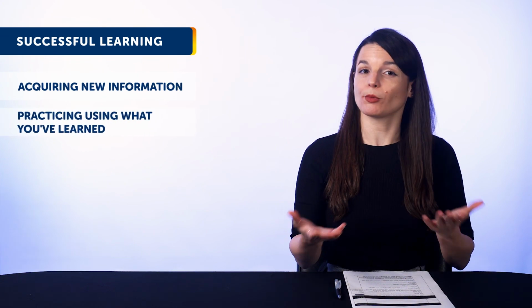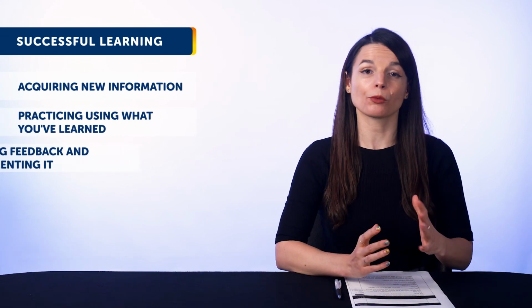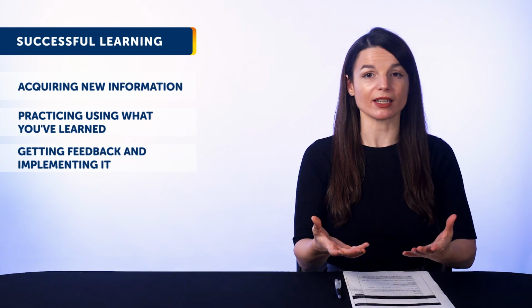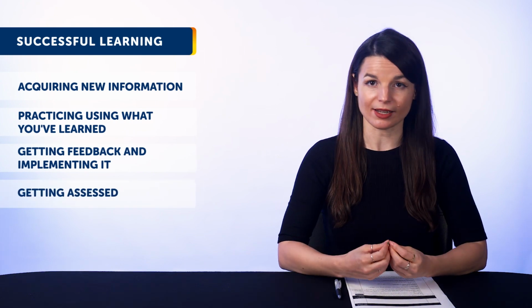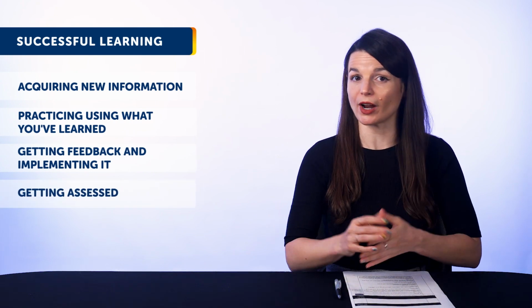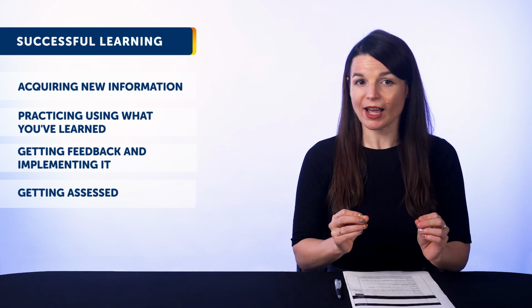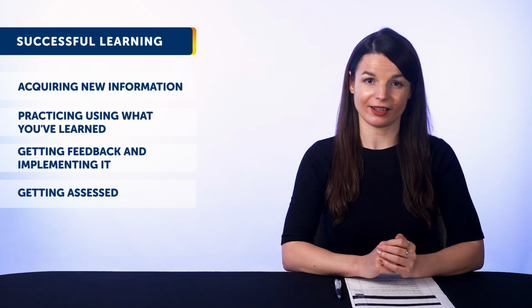How exactly? There's a simple formula to learning successfully. Successful learning requires 1. Acquiring new information, 2. Practicing using what you've learned, 3. Getting feedback and implementing it, and then 4. Getting assessed, someone telling you if you're on the right track or not. So if you want to learn fast, you'll want to do all of these things.